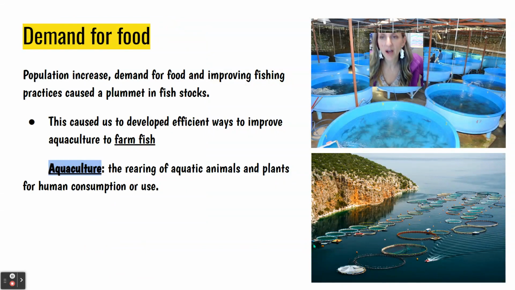All right, so reasons why we will have aquaculture to begin with: due to population increase and demand for food, in addition to improving fishing practices, which has caused a plummet in fish stocks. So we've developed efficient ways to improve aquaculture into farming fish and shellfish. Definition: it's the rearing of aquatic animals and plants for human consumption and use.